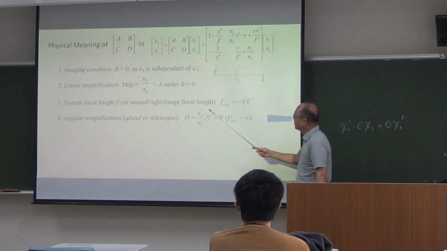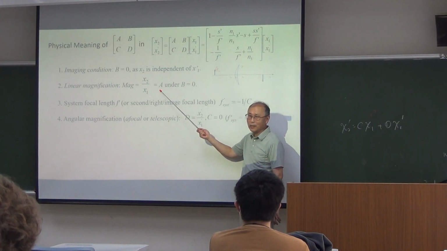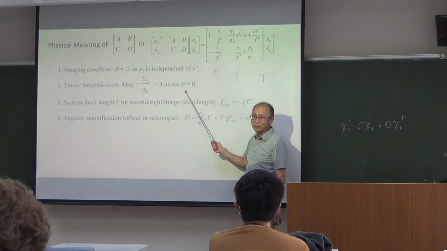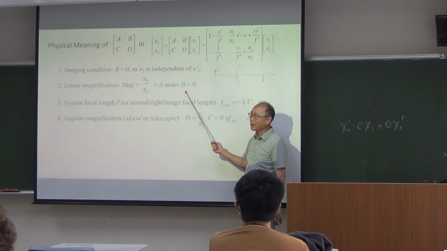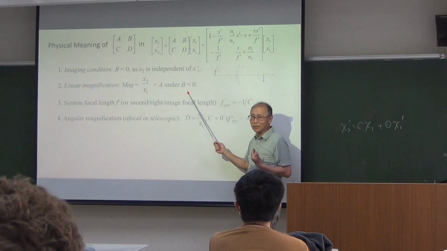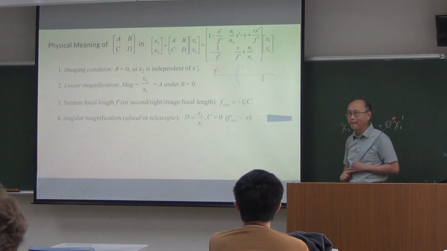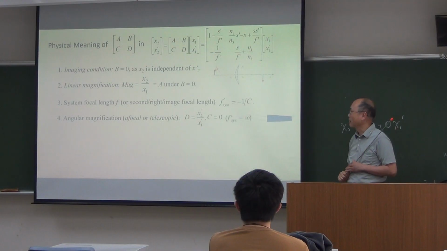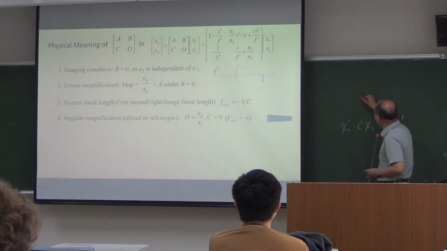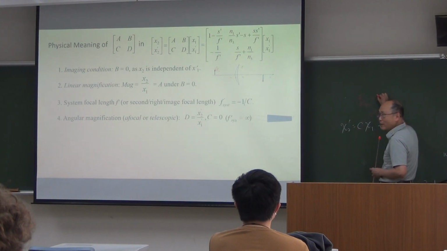If I set this to 0, then I will be able to discuss B. Similarly, if I want to understand A, the easiest is to set B equal to 0. And when I set B equal to 0, I'm looking into the object plane and image plane. When I set C equal to 0, I'm telling myself that the focal length is equal to infinite.